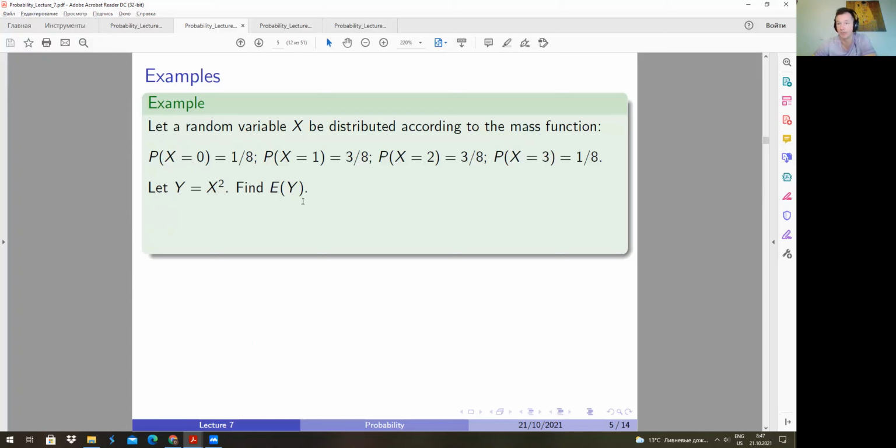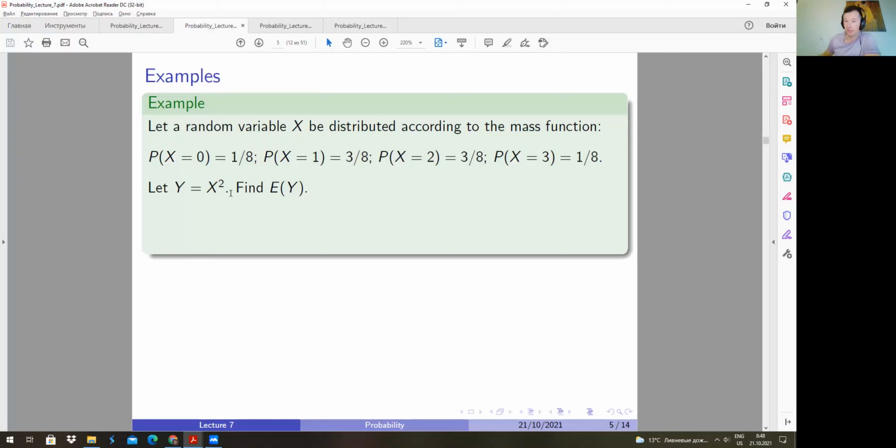I need to calculate the expectation of my new random variable, because look, first of all, y is also a random variable. Why? Because if x is 0, y is 0. If x is 1, y is 1. If x is 2, y is 4. If x is 3, y is 9. Right? So y also takes 4 different values.